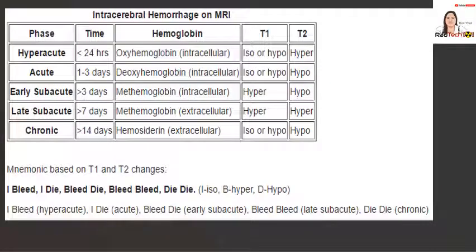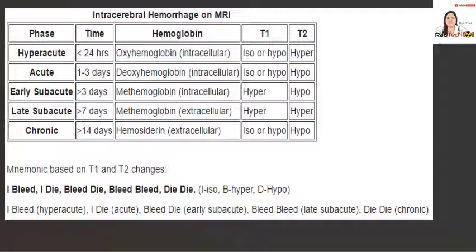Then last slide. Ilang beses na rin itong lumabas sa board exam. Ito yung I bleed, I die, bleed, die, bleed, bleed, die, die. So, we have here intracerebral hemorrhage on MRI, yung appearance nila. We have several phases ng hemorrhage: hyperacute, acute, early subacute, late subacute, and chronic hemorrhage.